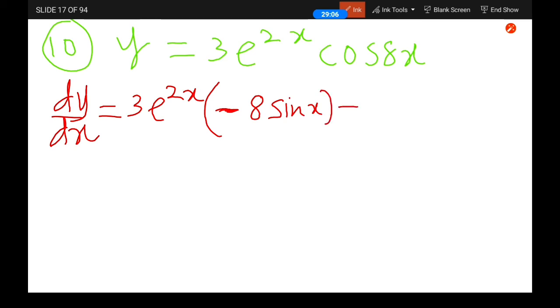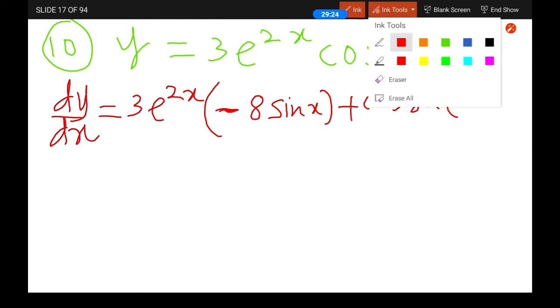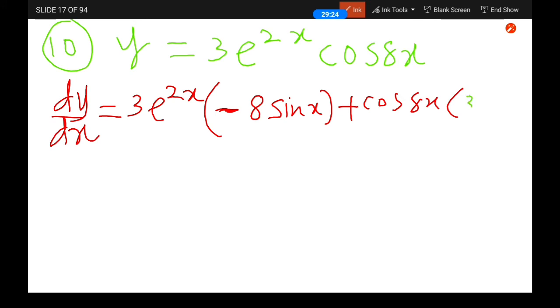Remember, it's product rule plus. Now put the second one back, cos 8x. Now differentiate the first one, and that becomes what? 3 will be there. Differentiate the upper one, we have 2. Then we have what? E raised power 2x. Good.